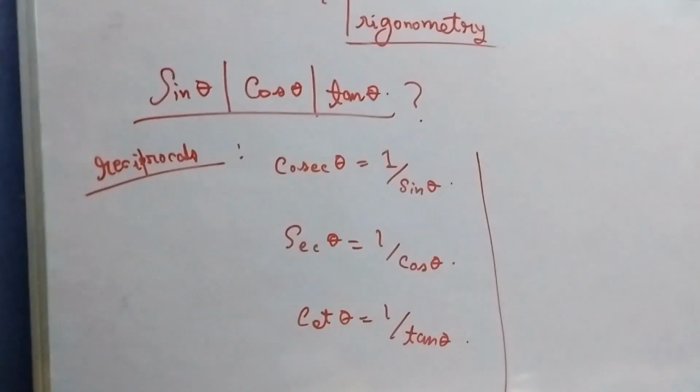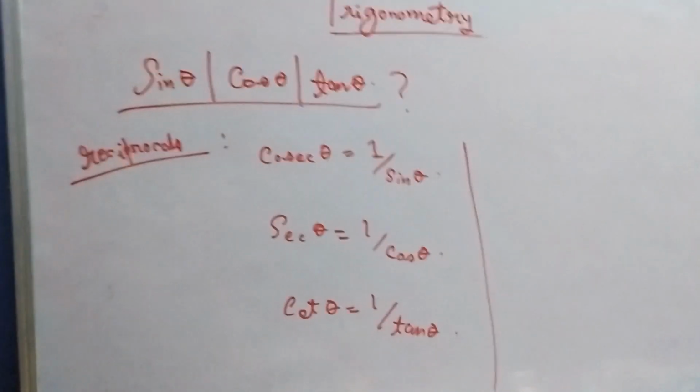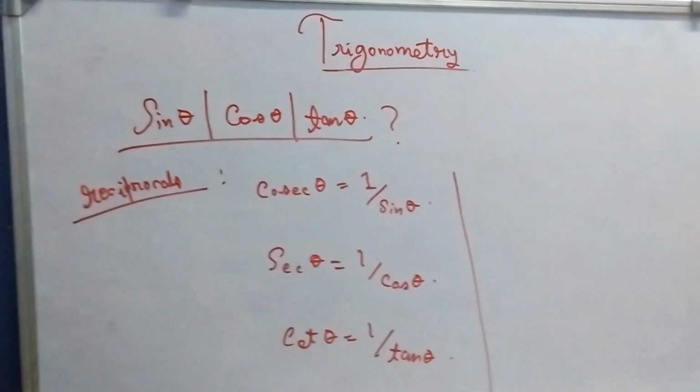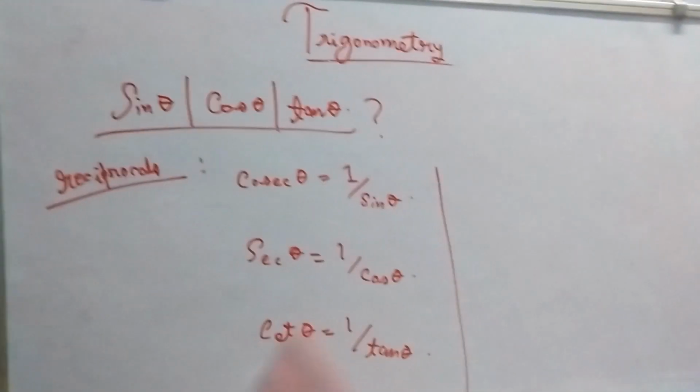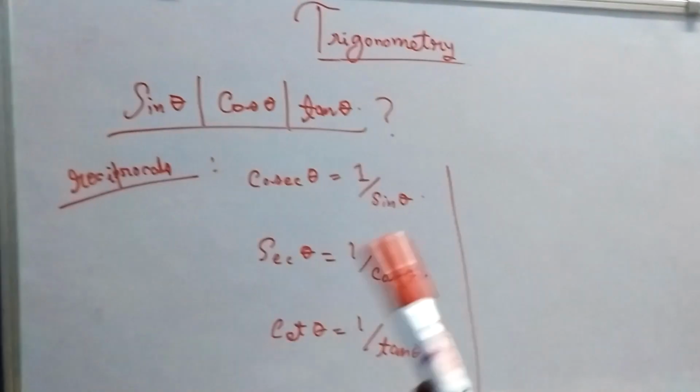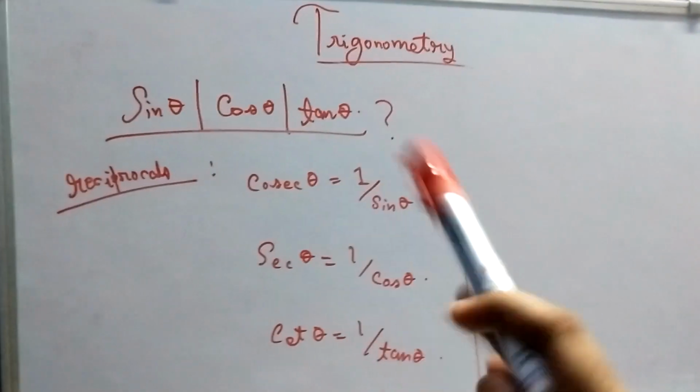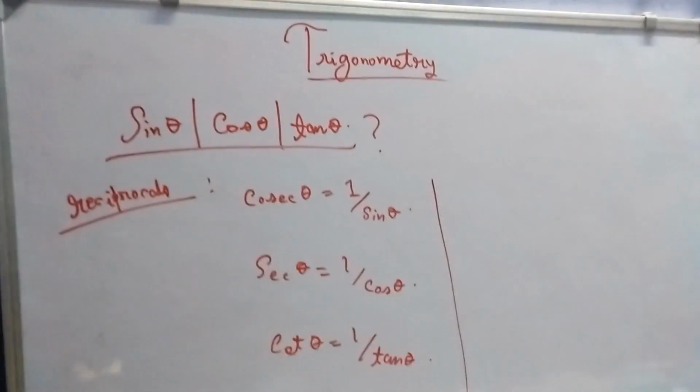But as of now I will be showing you some very essential values of them. You can also find them in a book, but I'm showing the values and some essential equations on trigonometry, basic equations, right? So let's get started.